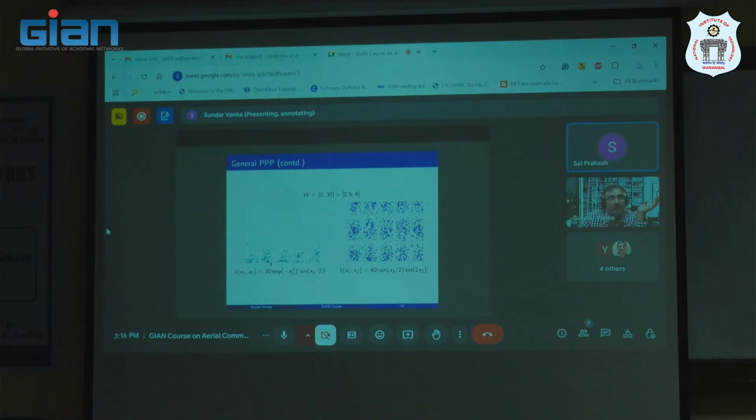Similarly here, if I move the origin from 0, 0 to, let us say, this point in the middle here, the process will look different for me. So these processes are not stationary.